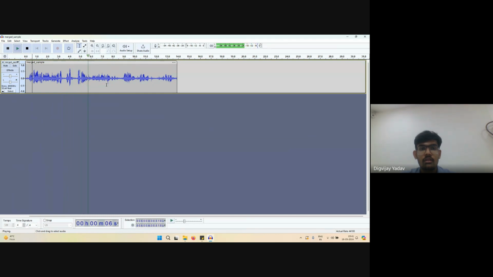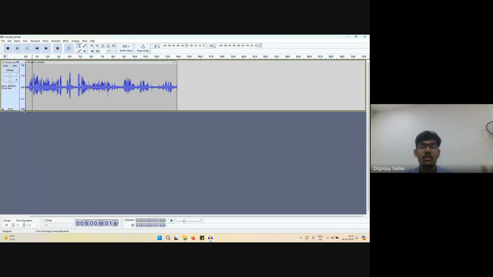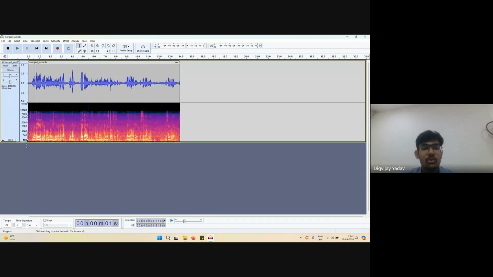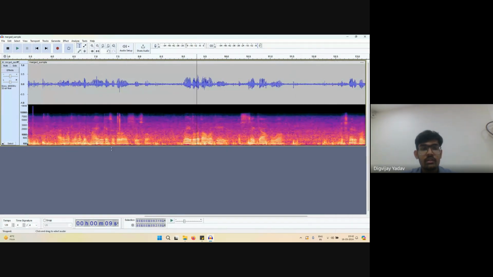So this is, in a normal human being, you won't be able to understand that two or more recordings have been combined together. To analyze it, we'll have to go in multi-view again in Audacity itself, and we'll have to analyze this spectrogram. Now to analyze this, I'll be zooming into the spectrogram.